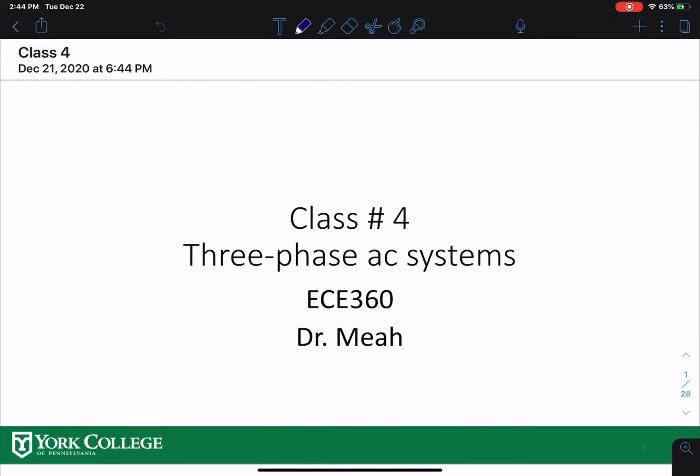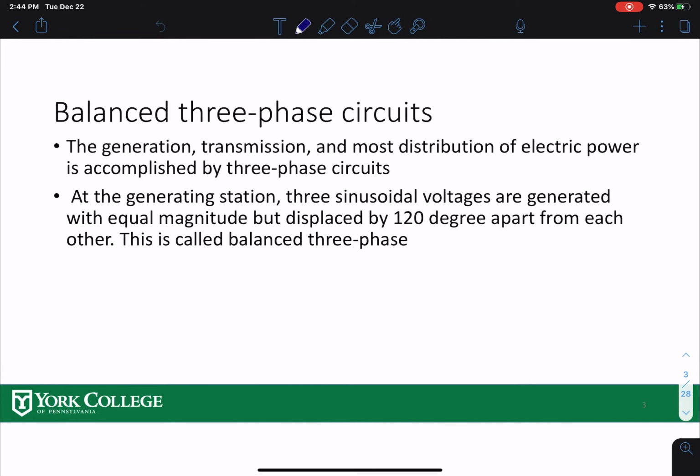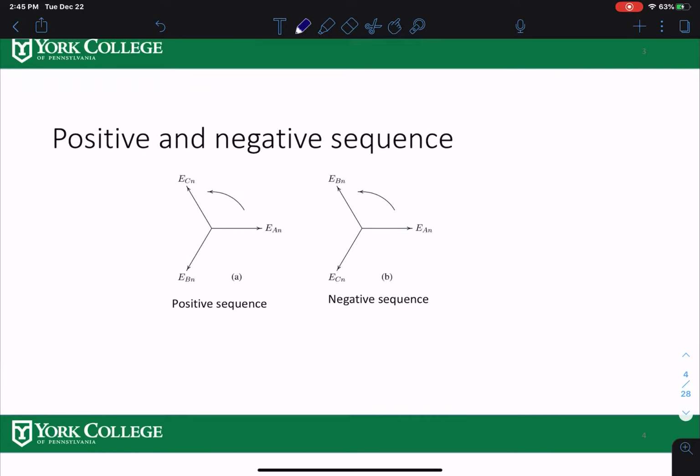Today we're going to talk about three-phase AC systems. Most generation, transmission, and most of the distribution are in three-phase systems. Three-phase system means the voltage and current are all balanced. That means they all have the same magnitudes, but they're apart from each other by 120 degrees. So that is called a three-phase balanced system: the magnitude is the same, but they're apart from each other by 120 degrees.